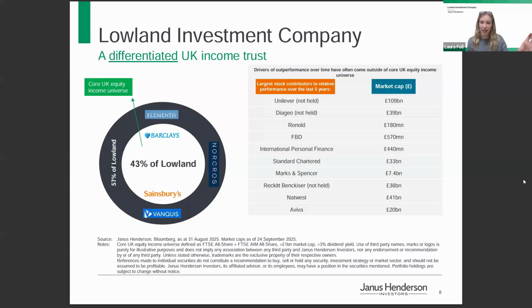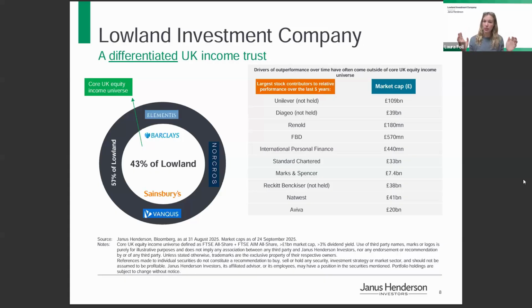And what the chart is trying to get at, the pie chart here, is that if you think of the traditional UK income stocks, and for this I've just done a very finger-in-the-air proxy and said, look, it needs to have a market cap of over £1 billion, it needs to have a dividend yield of over 3%. That's roughly 40% of Lowland. So 40% of Lowland will have a decent crossover with the rest of the sector that's owning large cap companies, most of which we've probably heard of, you know, the banks, I've given Sainsbury's here.